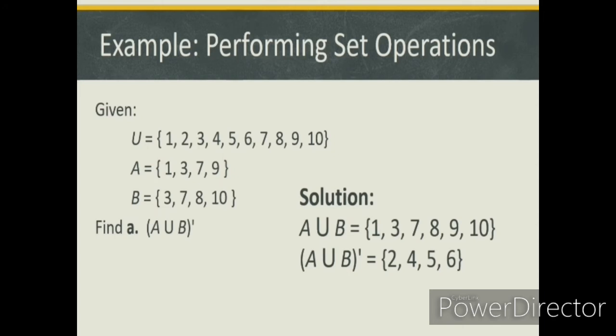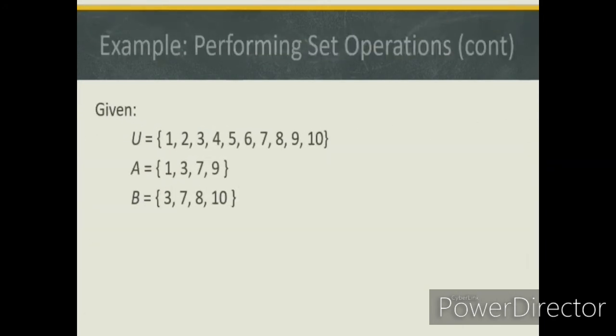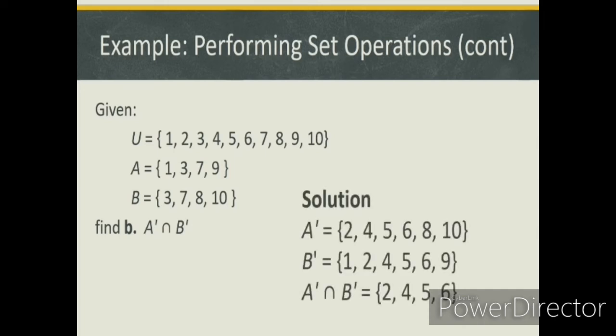Next, what would be A complement intersection B complement? First, you have to find A complement, and that would be those elements that are not in A. So you have 2, 4, 5, 6, 8, and 10. And B complement, you have 1, 2, 4, 5, 6, and 9. The intersection of A complement and B complement would be the numbers that are common to the two sets, and that would be 2, 4, 5, and 6.